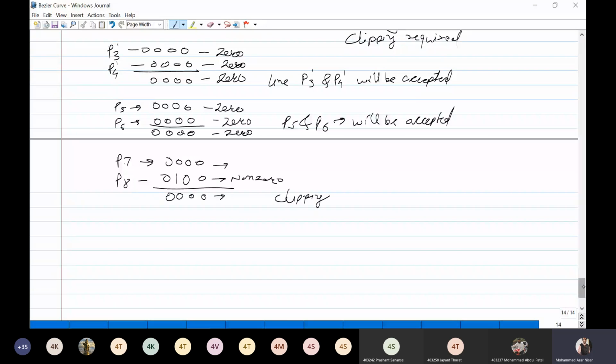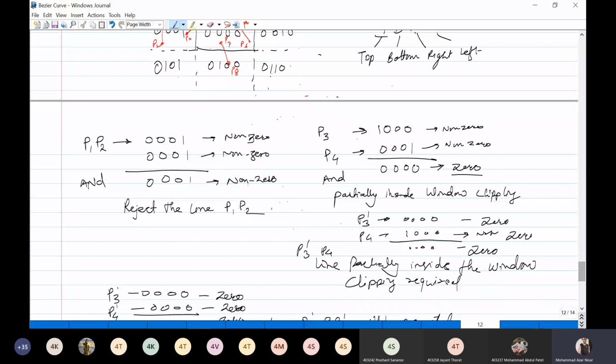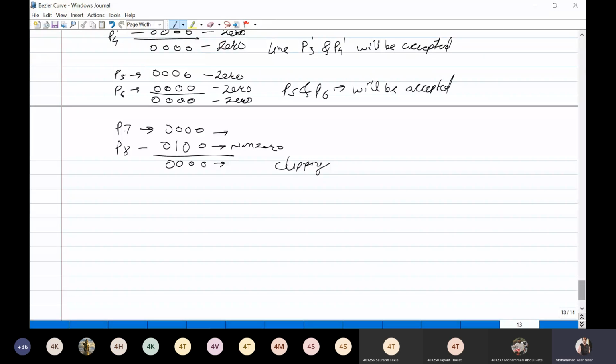So there will be an intersection point, that is the intersection point will come P7 dash. Now P7 dash is 0, 0, 0, 0, and the AND operation. Then the line P7 and P7 dash will be accepted.